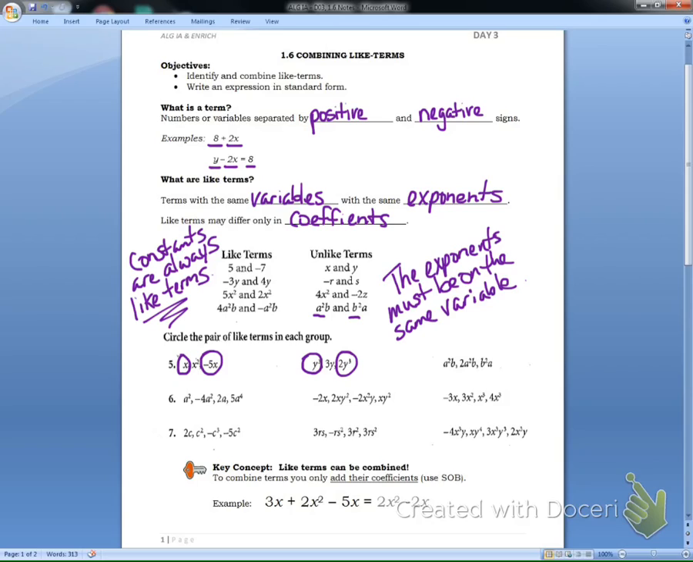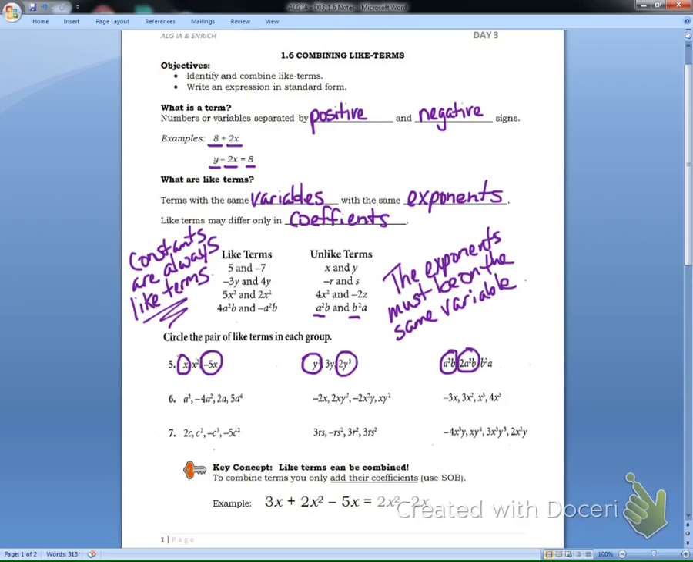Look at the last example in that row or set. You have a squared b, 2a squared b, and b squared a. Go ahead and circle your like terms. And let's check to see if you got them right. Did you circle those two? The reason why b squared a is not like the other ones is because the exponent of 2 is on the b and not the a.